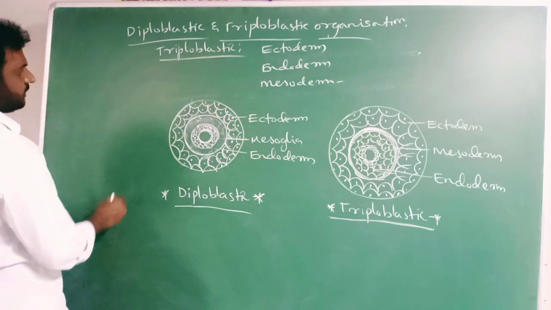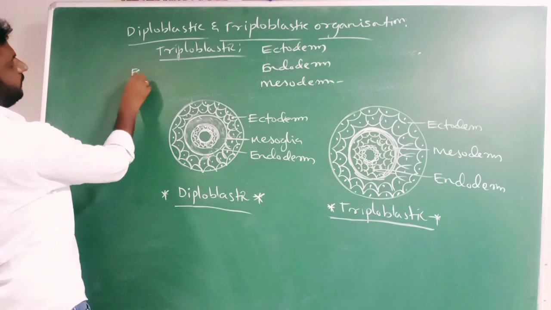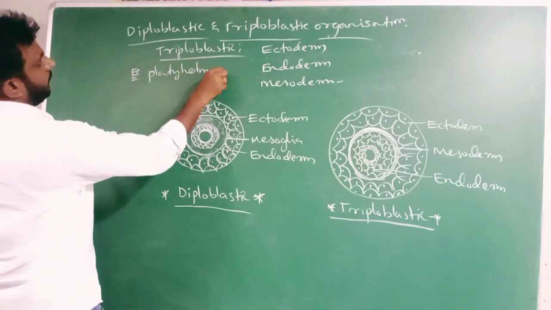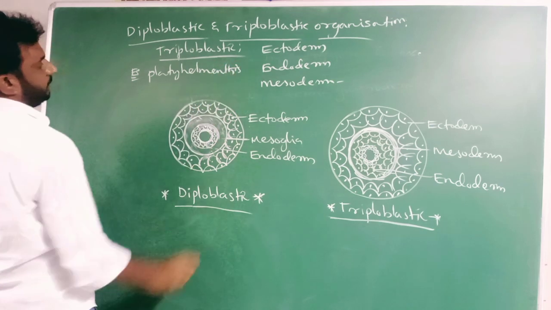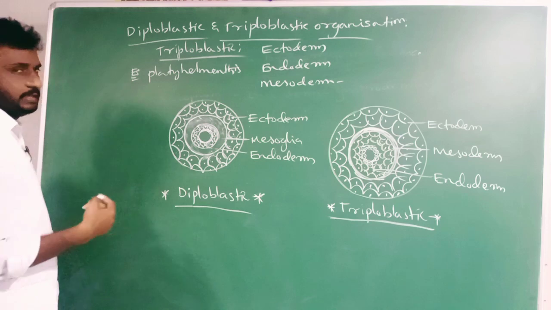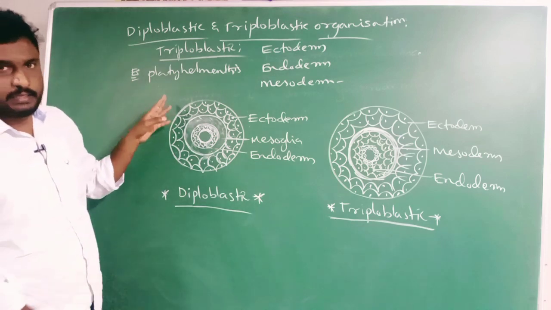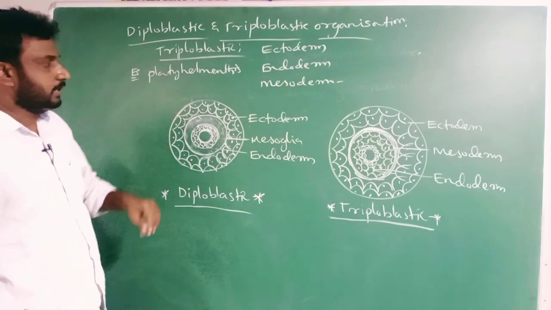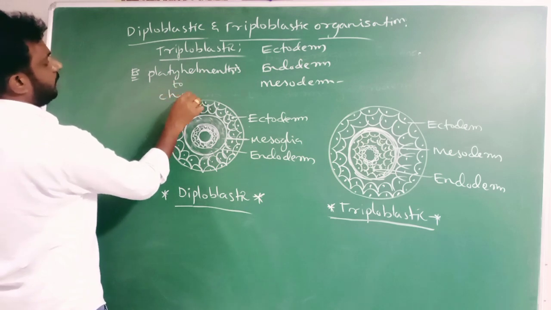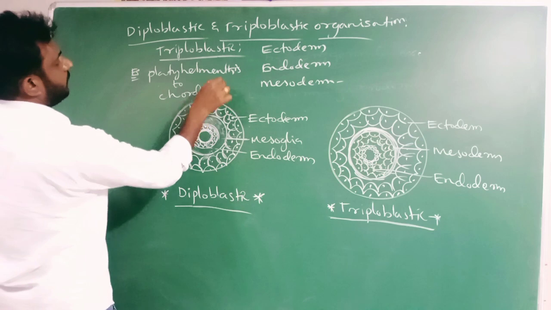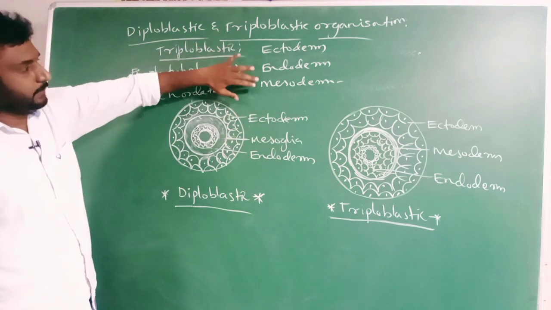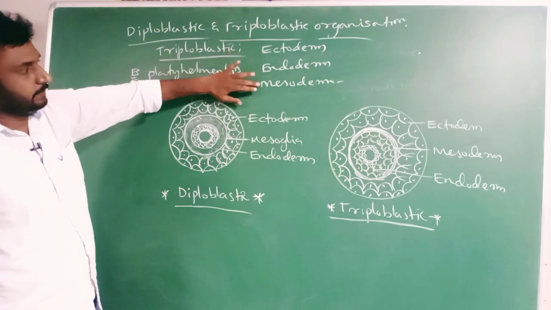Examples for the triploblastic organisms start from Platyhelminthes, flatworms. So starting from flatworms, Platyhelminthes, Nematoda, Annelida, Arthropoda, Mollusca, Echinodermata, Hemichordata, up to Chordata. Platyhelminthes to Chordata, all are triploblastic animals, having three primary germ layers: ectoderm, endoderm, mesoderm.